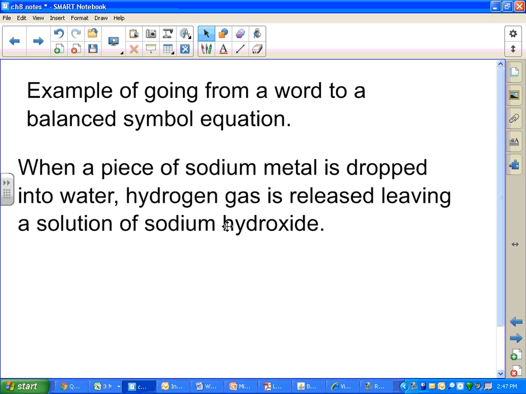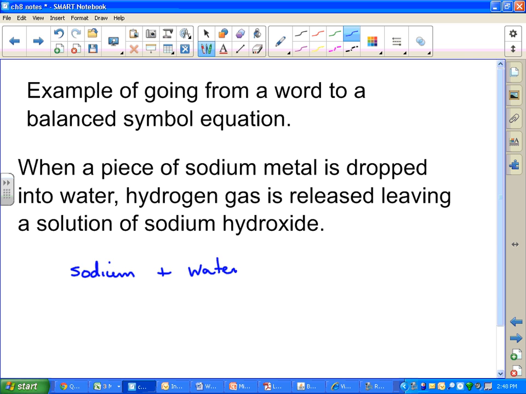When a piece of sodium metal is dropped into water, hydrogen gas is released, leaving a solution of sodium hydroxide. So I'm going to analyze the text to see what's at the beginning and then what's after the end. Before, I have sodium, that's a reactant, so I'm going to write sodium. This is the word equation. It is dropped into water, plus water. Hydrogen gas is released. That means hydrogen's a product. Leaving a solution of sodium hydroxide.